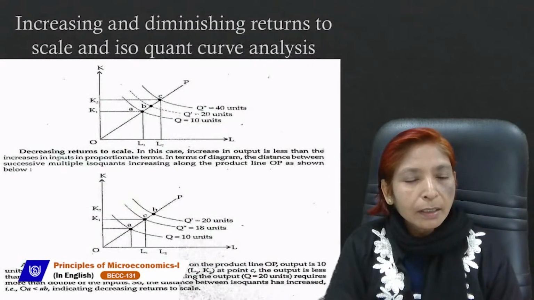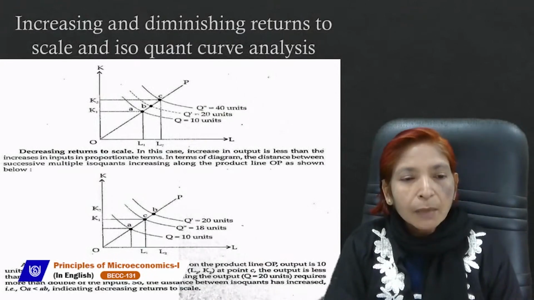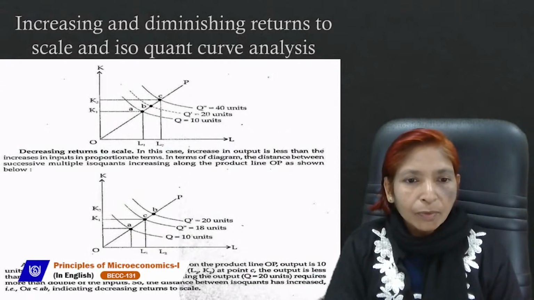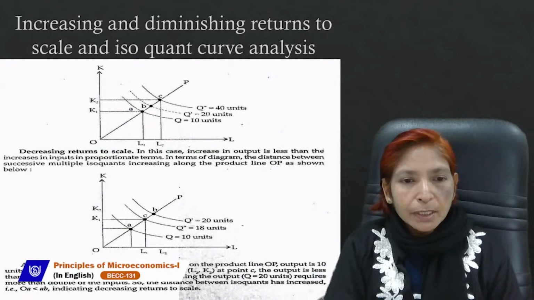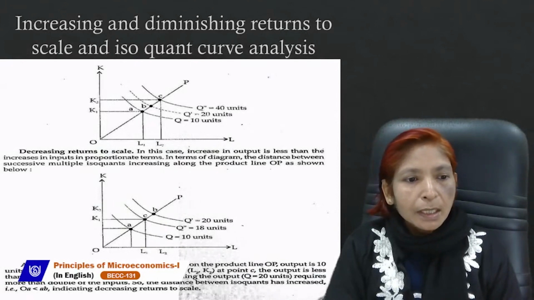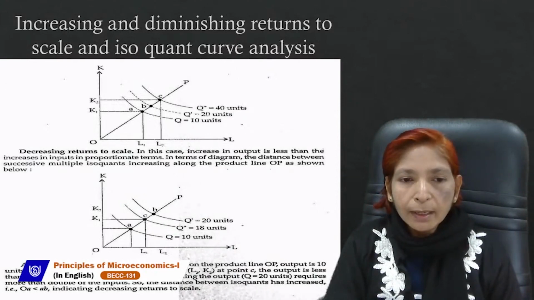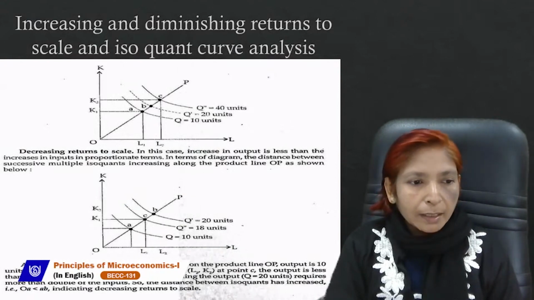Next is decreasing returns to scale. You can show these returns to scale with the help of this diagram also. Units of labor on the x-axis, units of capital on the y-axis. Here you can show it by changing the units. If we use 10% input and then 20 units, then 40 units, here the increasing returns law is applicable because from 10 to 20 and 20 to 40, output is increasing.